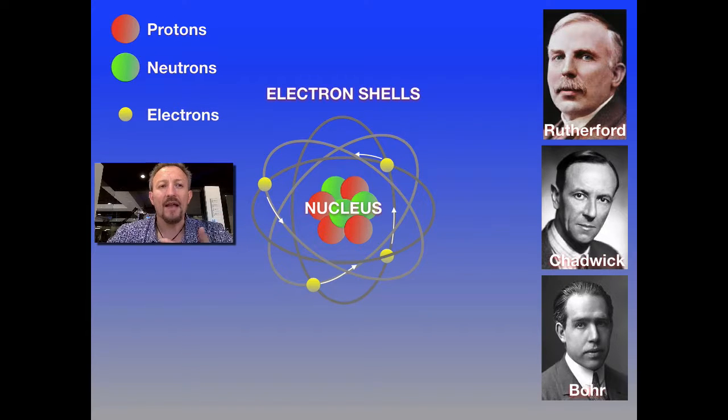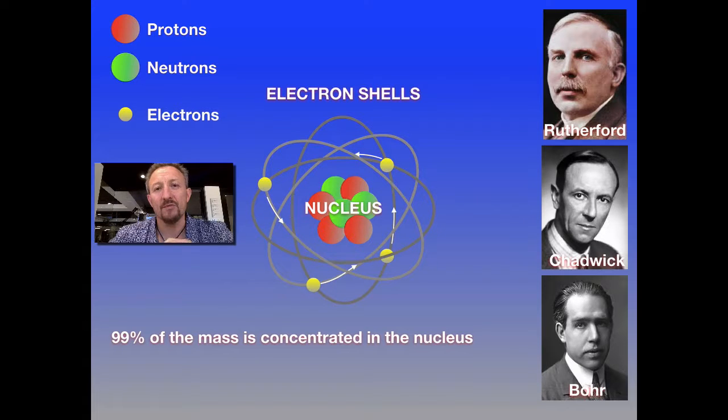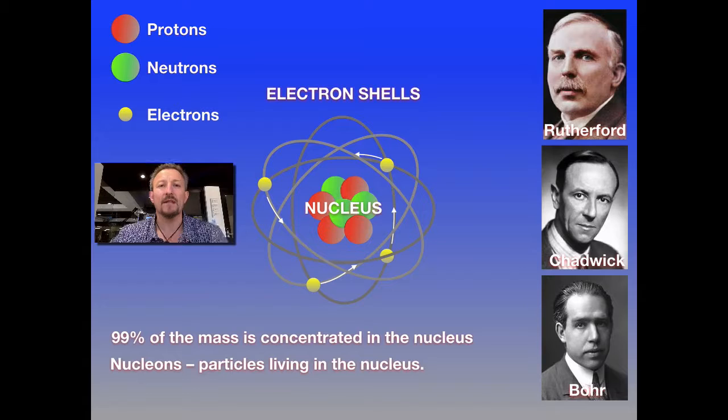So how does this help us? We know that 99% of the mass of the atom is found in the nucleus, and the other 1% is made up of the electrons on the outside. We call the particles which are present in the nucleus nucleons. So the nucleons will be made up of the protons and the neutrons, which give the atom its mass.